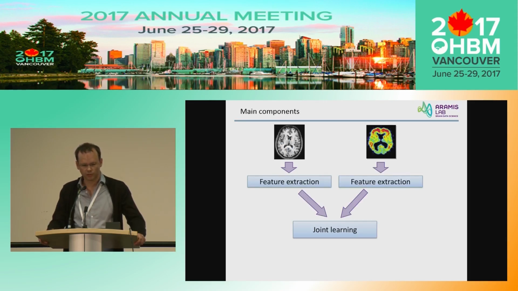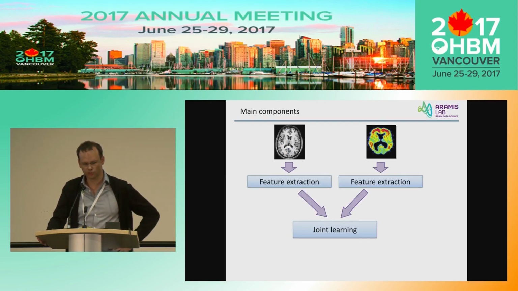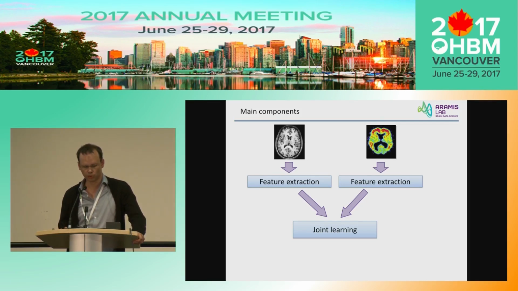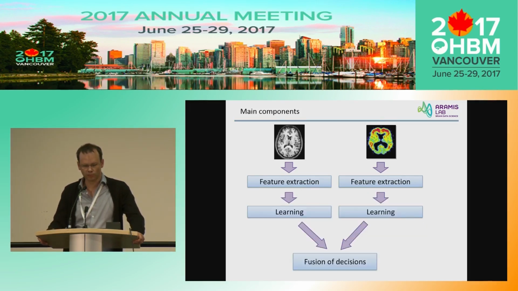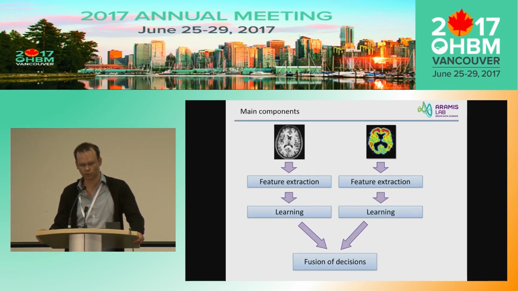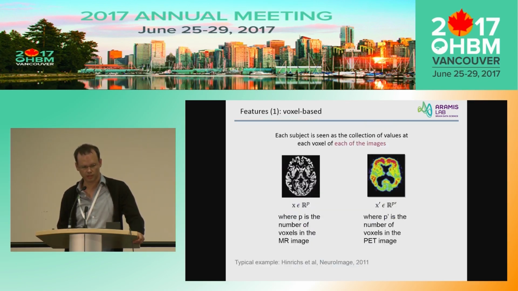So then, how do you combine these different modalities? There are several ways to do that. The first way is to extract features separately for the two modalities, and then to enter them simultaneously into a learning algorithm. A second type of approach is to do the learning separately for the different modalities, and then to do a fusion of the decisions, for example, of the outputs of the classifiers.